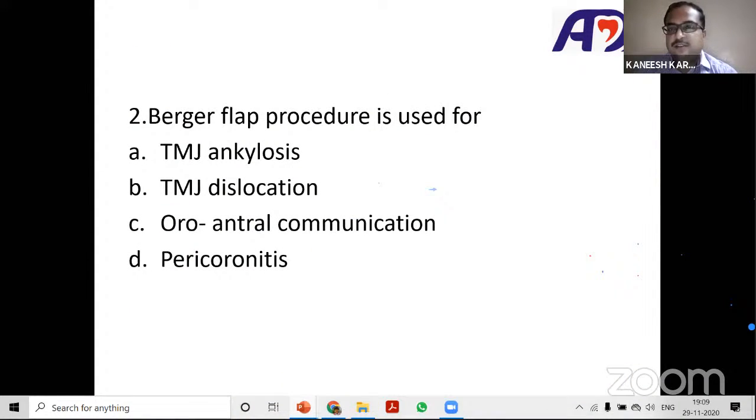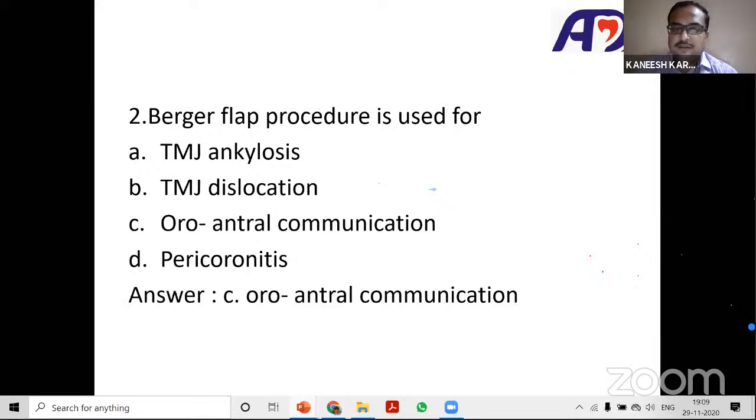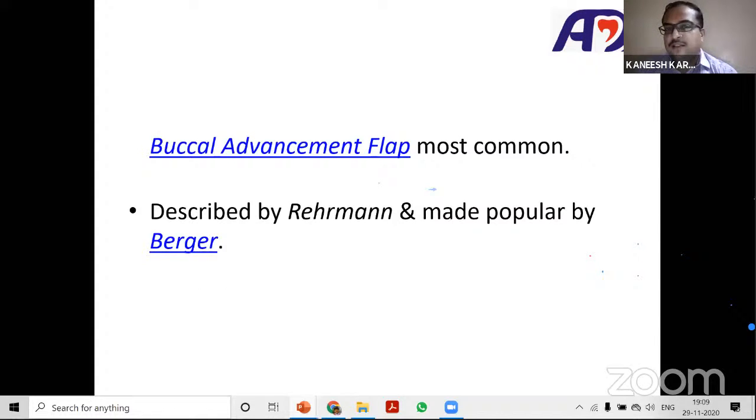Berger's flap procedure is used for oroantral communication. Okay, the buccal advancement flap is known as von Rehermann's flap or also Berger's flap.